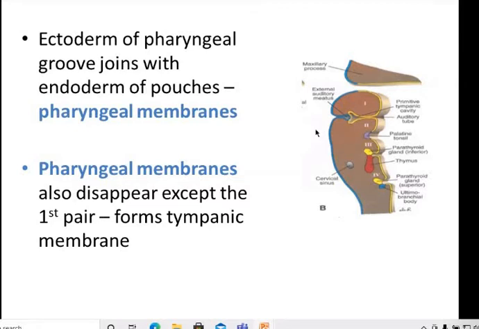Okay, and these pharyngeal membranes will also disappear, except the first one, and that will give rise to the tympanic membrane.